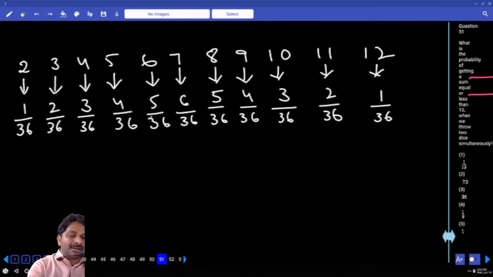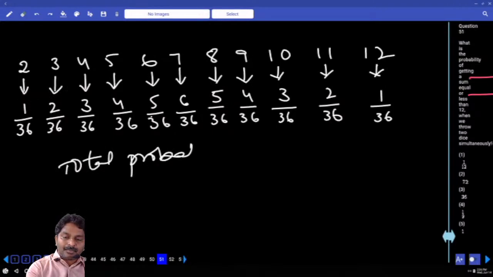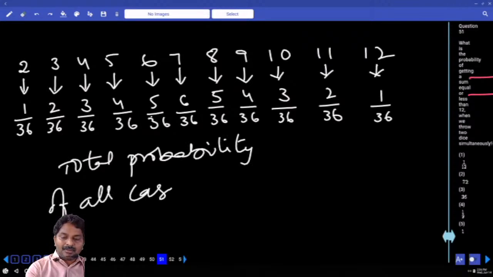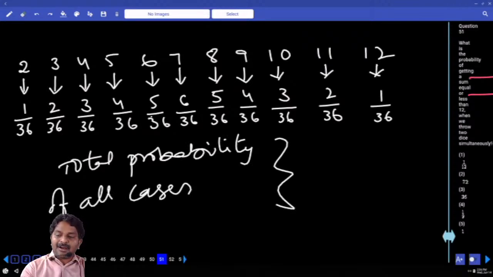So do remember, the total probability of all cases must always be equal to 1. Not only in the dice case, even in tossing a coin, everywhere the total probability has to be 1. Okay now? Okay now.